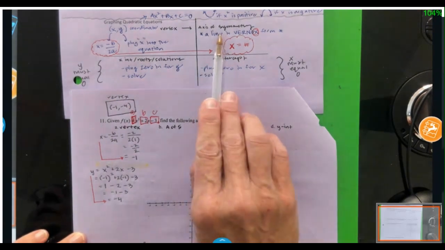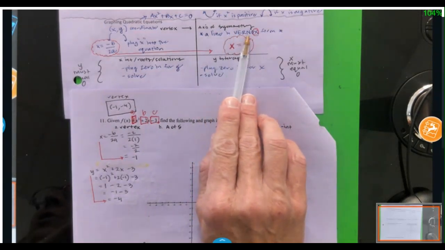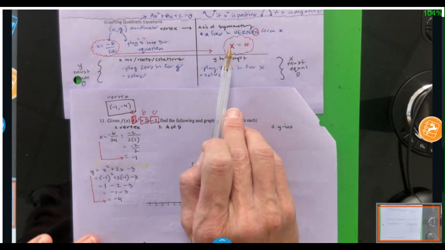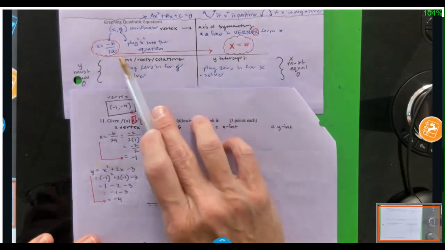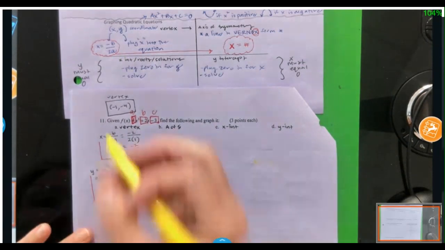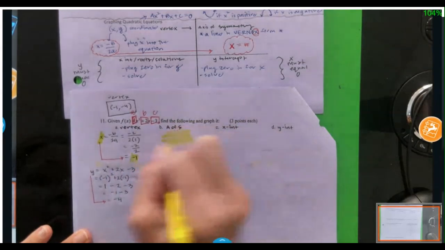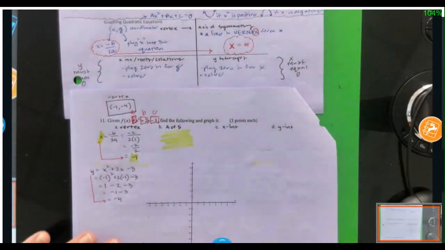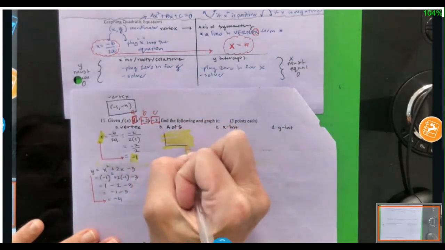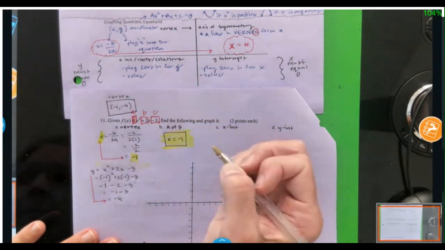All right, let's go back to our notes. The axis of symmetry is a line in vertex form, in other words, a vertical line, and it just is x equals whatever you got over here. So since we got that x equals negative 1, that's just my axis of symmetry. So all I have to do for axis of symmetry is say x equals negative 1.